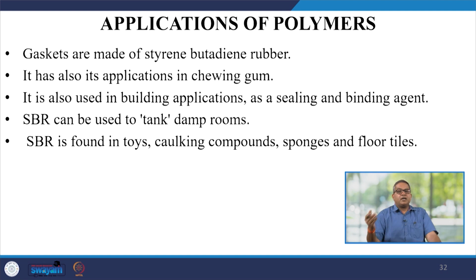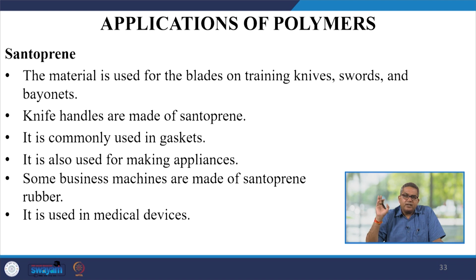Gaskets are made of SBR, which also has an application in chewing gum. It is also used in building applications like sealing or binding agents. This can be used to damp-proof tanks and rooms, and is also found in toys, different types of sponges, and floor tiles.